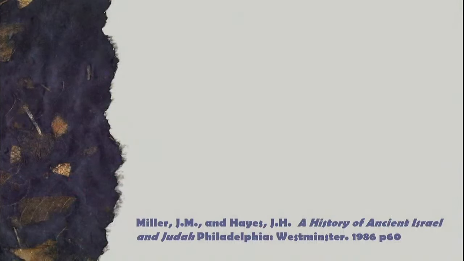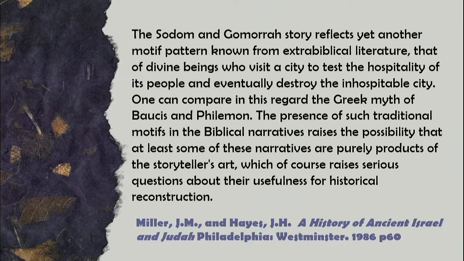In their textbook, A History of Ancient Israel and Judah, Miller and Hayes assert that the story of the judgment of Sodom and Gomorrah was copied from secular myths, a typical argument that you'll hear from biblical critics. They say this: the Sodom and Gomorrah story reflects yet another motif pattern known from extra-biblical literature, that of divine beings who visit a city to test the hospitality of its people and eventually destroy the inhospitable city.